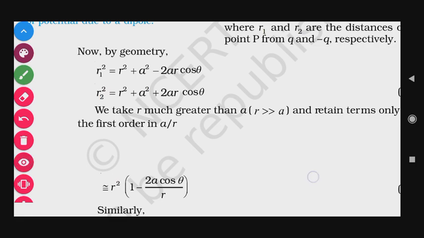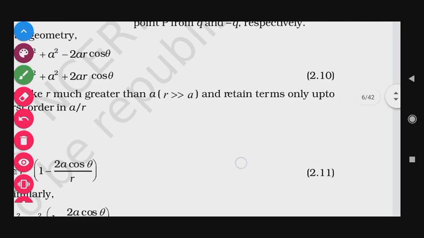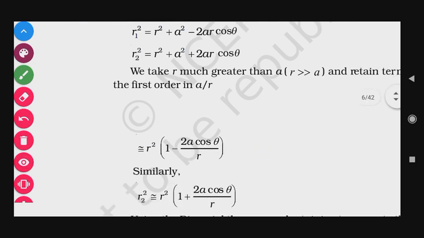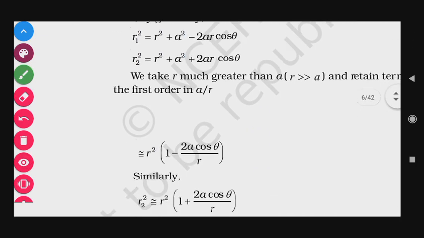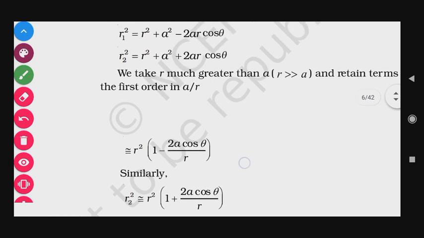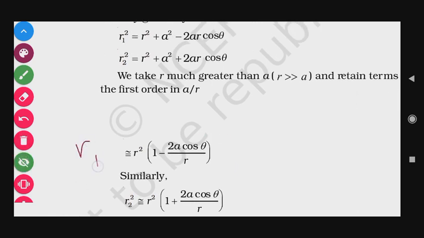So the terms retained are only up to the order a by r. The square term will be very small, you will see how, and we'll cancel them out. Only a by r terms will be retained. So now, r1 square becomes what? This is r1 square. I'll take r square out common.